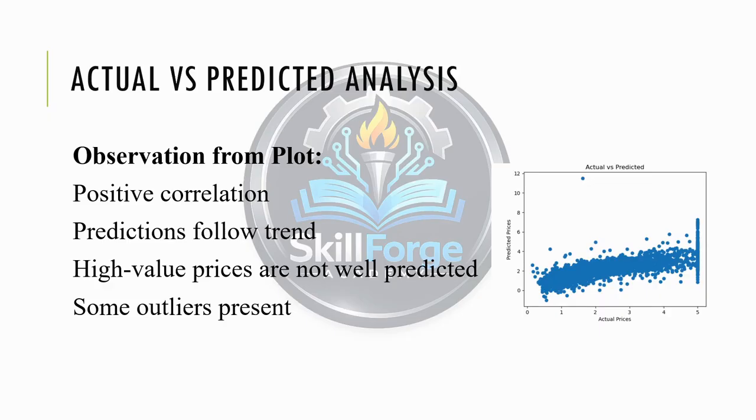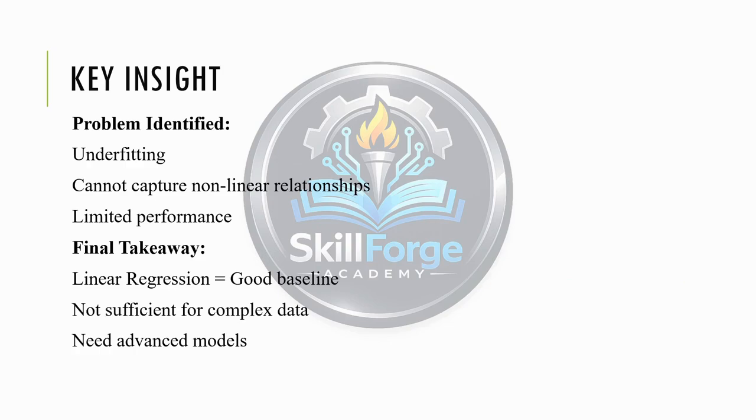We can see a vertical clustering near the maximum value. So this suggests that linear regression is not capturing complex patterns in the data. So we can say that the model is likely underfitting the data. Linear regression assumes a linear relationship, but real world house prices are influenced by complex non-linear factors. That's why the model cannot accurately predict the extreme values. So in conclusion, linear regression provides a good starting point for understanding the problem. However, for real world data sets like housing prices, we need more powerful models that can capture non-linear relationships.